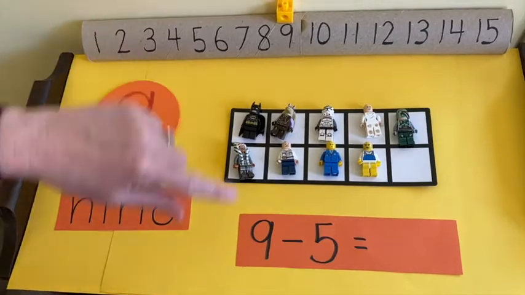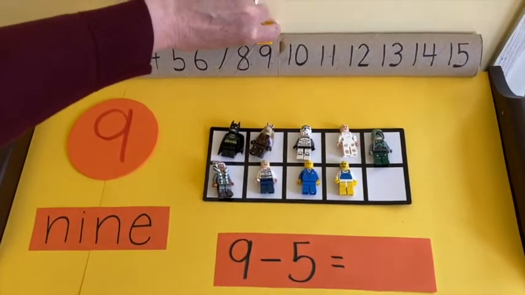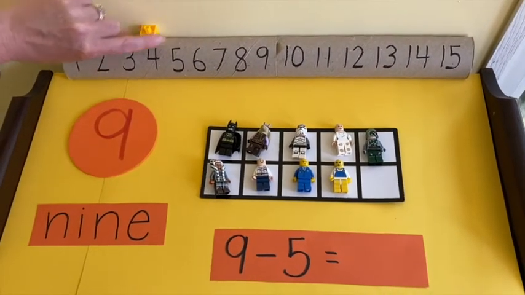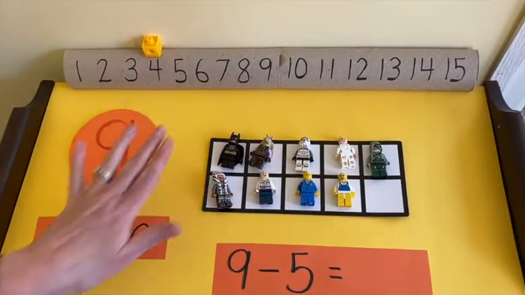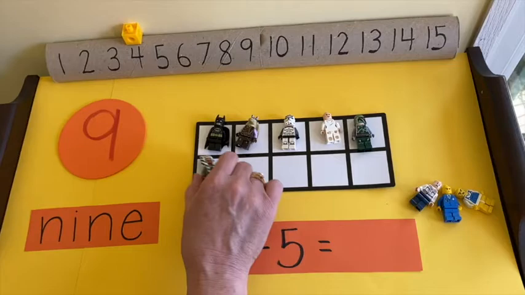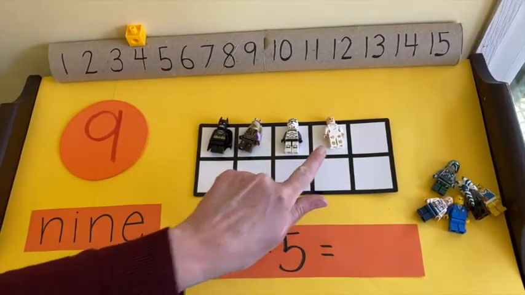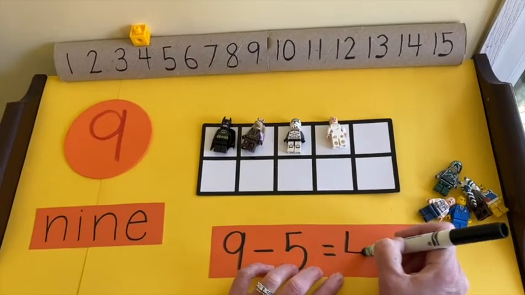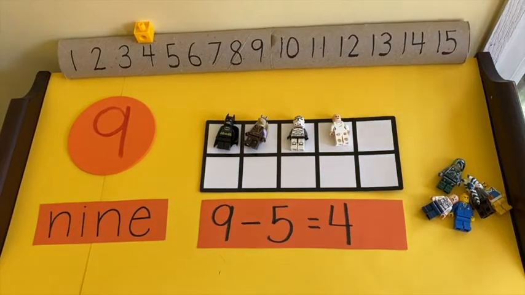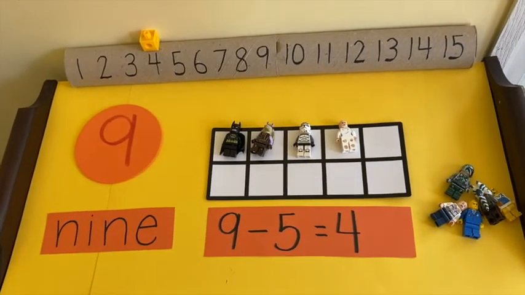Okay, let's check our number line first. 9, take away 5, so that means jump back 5. 1, 2, 3, 4, 5. It looks like my answer's 4. Let's check our 10 frame. Take 5. 1, 2, 3, 4, 5. 4 on the number line, 4 on the 10 frame. I write the number 4, and I have now answered that number sentence and found the missing part.